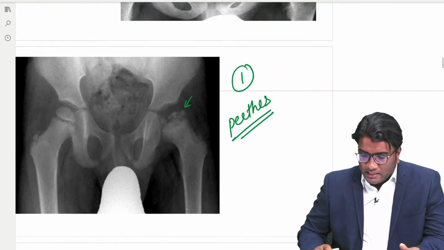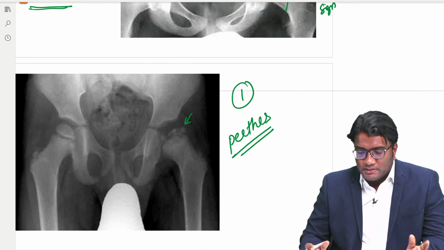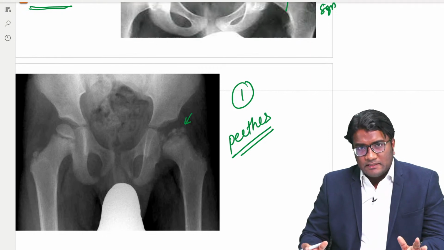So many people are actually answering the same thing here. 1 and 2 both are coming in the same options. So I leave it to you. You saw it in the exam. So if you have seen something like that, that is Perthes.